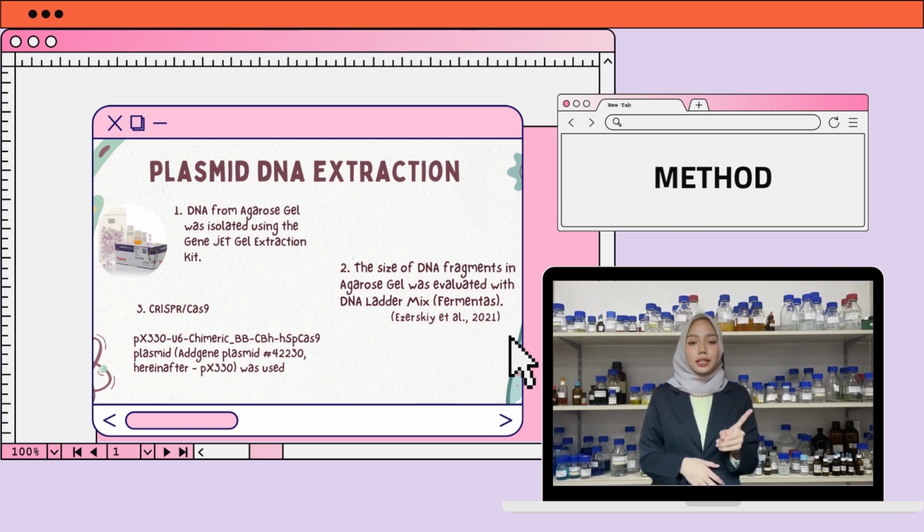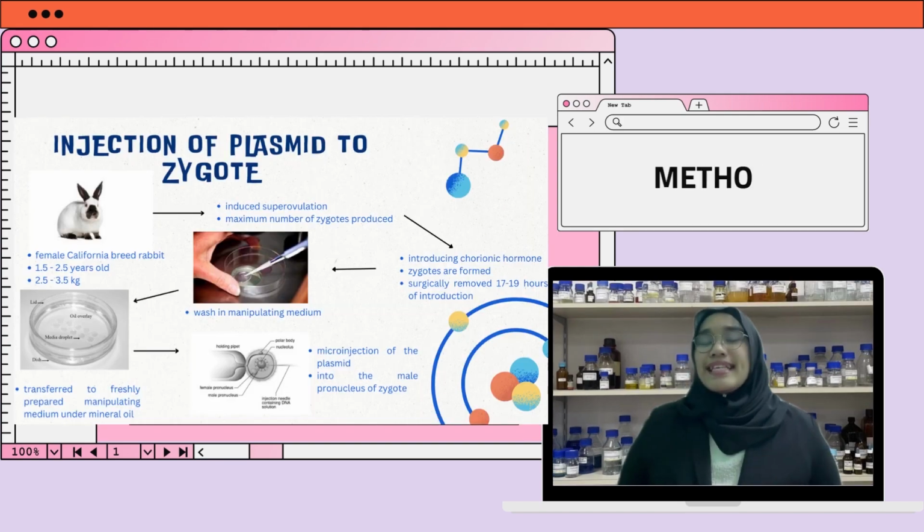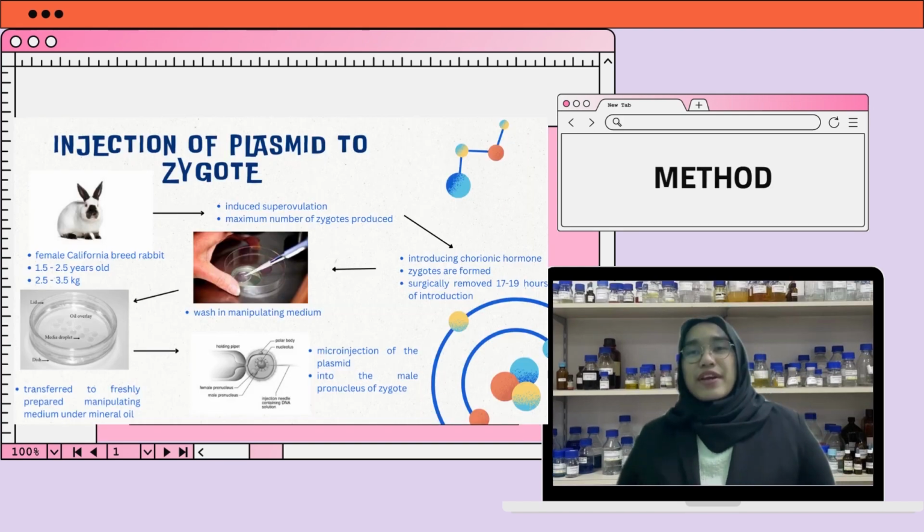And to create the CRISPR-Cas9 components, the PX330 chimeric hSpCas9 plasmid, Addgene plasmid 42230, PX330, was used. Injection of plasmid into the zygote.